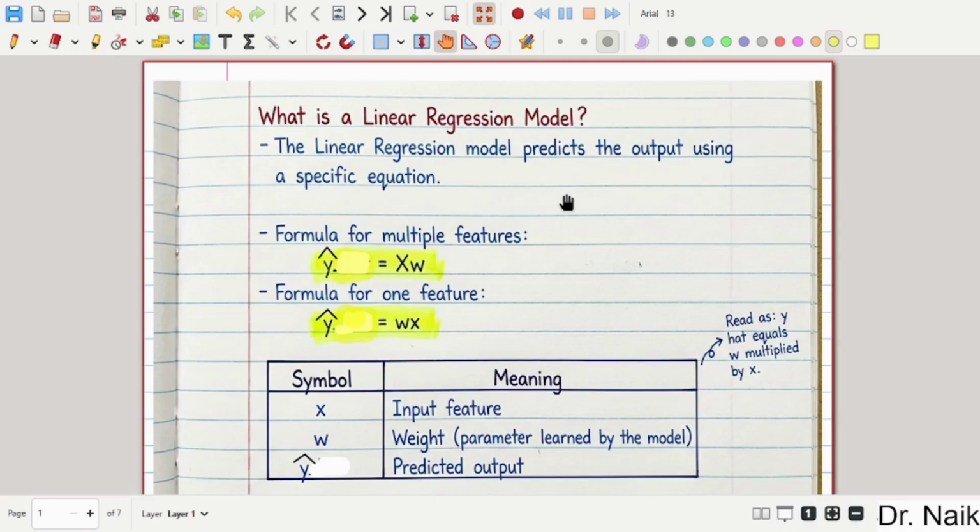Today we will learn about error in linear regression in more detail. Recall that the linear regression model predicts the output using a specific equation, and the formula for multiple features is y hat is equal to x multiplied by w, or if we have only one feature, then we will use the formula y hat is equal to wx, where y hat is the predicted output, x is the input feature, and w is the weight or parameter learned by the model.